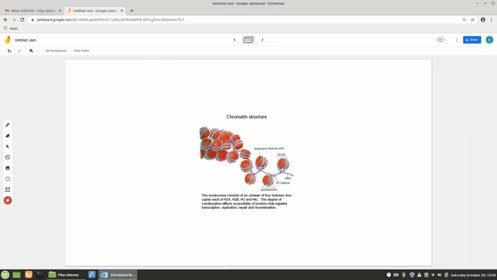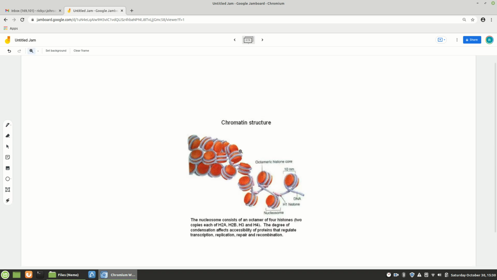Here is just the chromatin structure. Let's zoom in just a little. And alright, I'll go back. Now here, notice it's giving us some names, H2A, H2B, etc. These are the types of histones. There are 4 histones: 2 H2As, 2 H2Bs, an H3 and an H4.